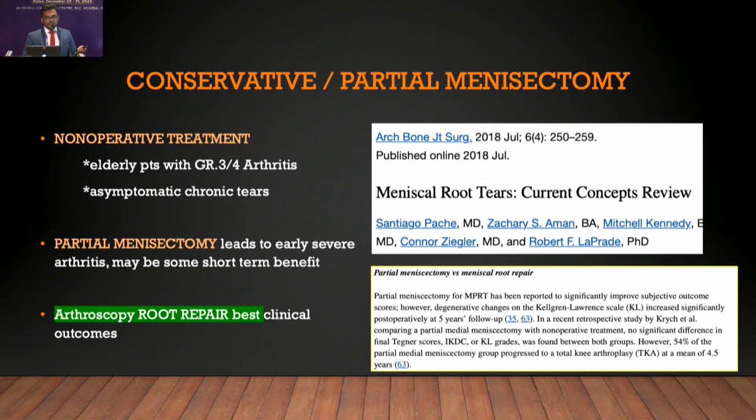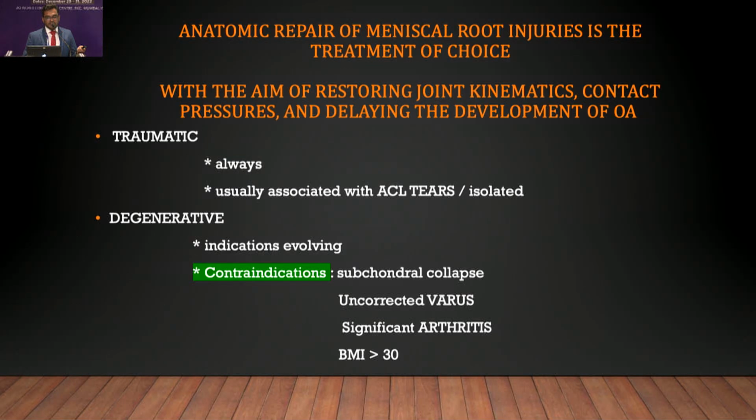So what is the treatment of these root tears? Non-operative treatment should be considered in elderly patients who have very severe arthritis, or asymptomatic chronic tears. You can conserve them. If you land up doing a partial meniscectomy, they will have early good results, but later on they will soon develop severe degeneration. Arthroscopic root repair gives the best clinical outcome we can have in the current era.